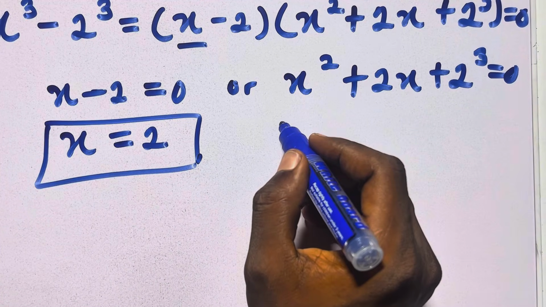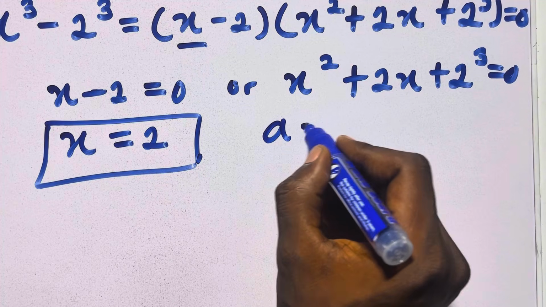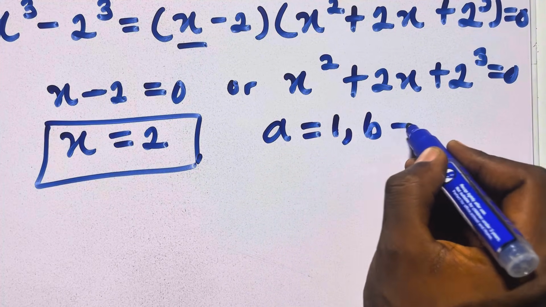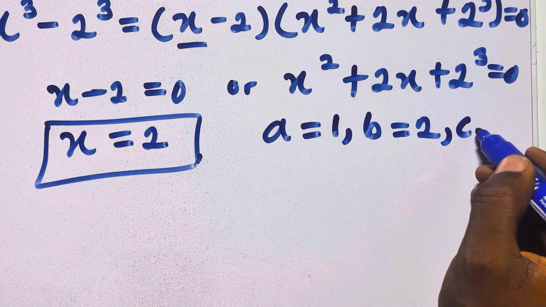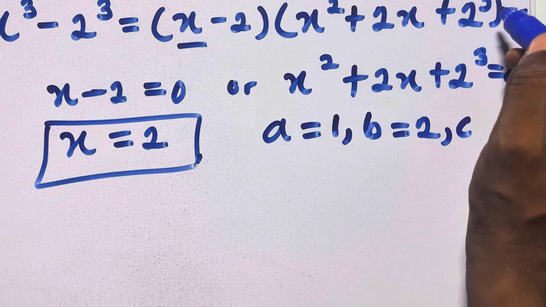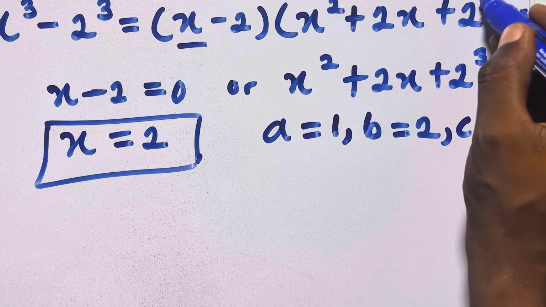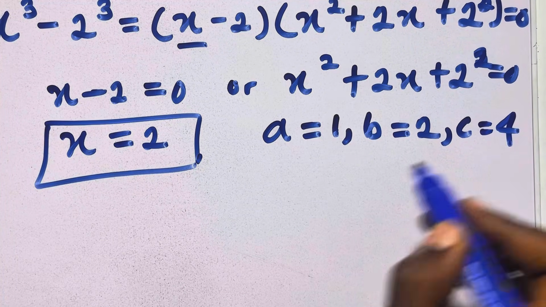For this, let's use the quadratic formula. If you see, our a, the coefficient of x squared, is 1. Our b, the coefficient of x, is 2. And our c, which is the constant, right? So c will be 4.